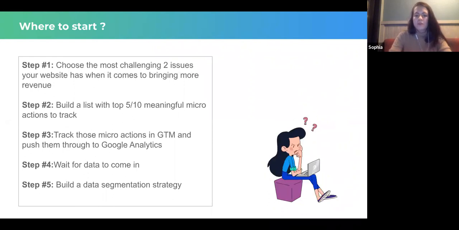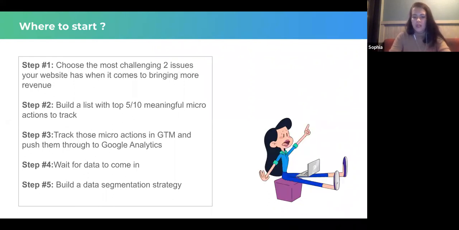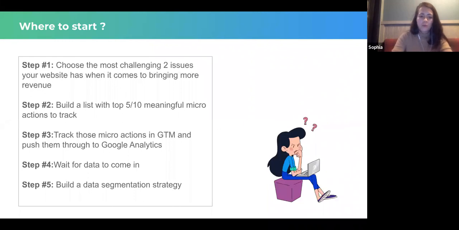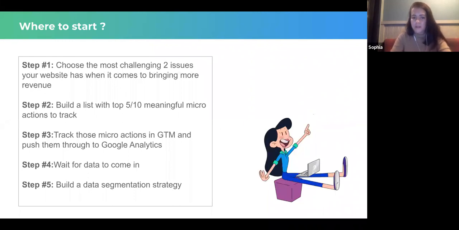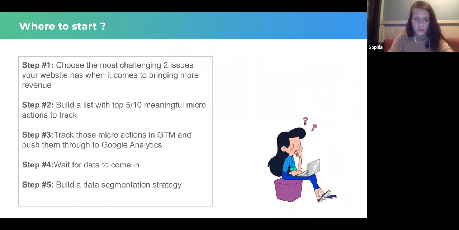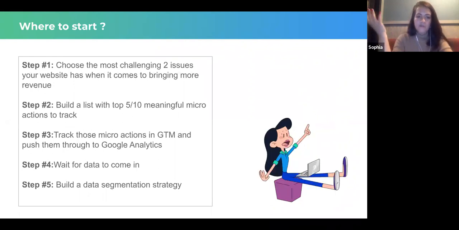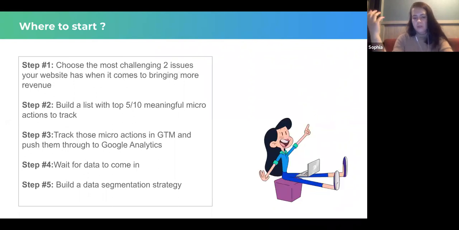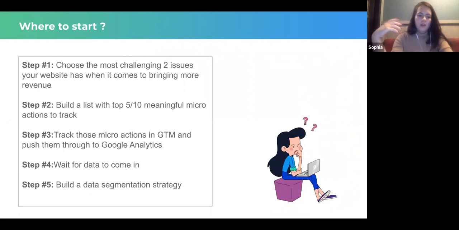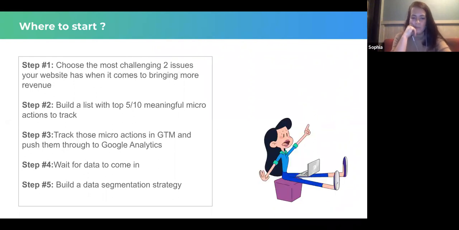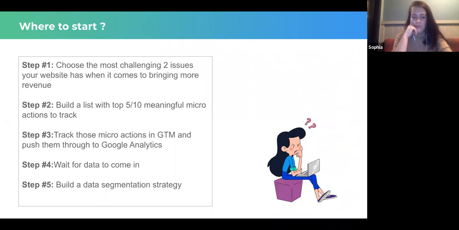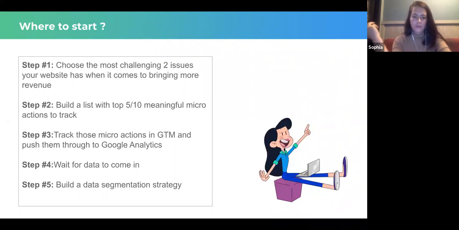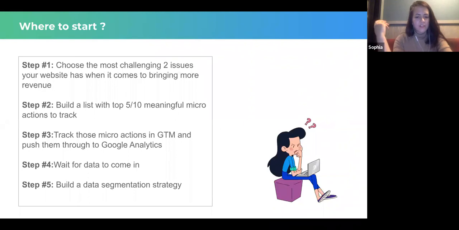Then start with building a list of top 5 to 10 meaningful micro or macro actions to track on the website. Implement those tracking. You can start with importing the setups I presented above. Just import them and adapt it for your website and wait for the data to come in. It might be a few weeks, it might be 2, 3 months. It depends on the amount of traffic your business gets monthly.